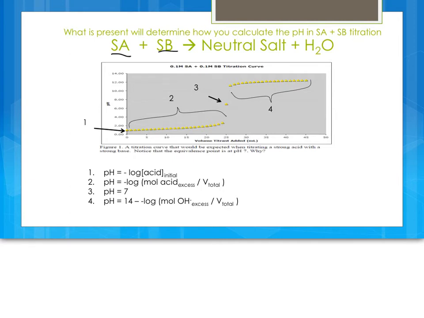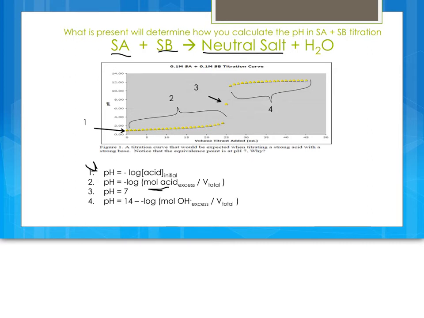titration. The first region, you just take the negative log of the initial acid concentration. In region 2, you figure out how many moles of acid are in excess, divide that by the total volume, which is the volume of the acid initially plus the volume of the base that's been added, and that gives you the concentration of the excess acid, and take the negative log of that. In region 3, remember this is a strong acid, strong base, so it produces a neutral salt. So in region 3, at the equivalence point, the pH is always going to be 7.